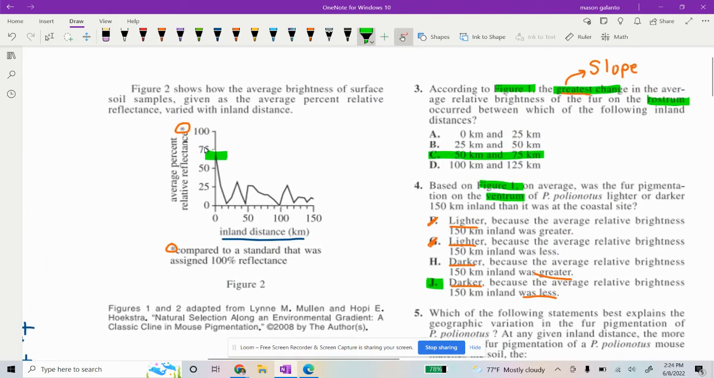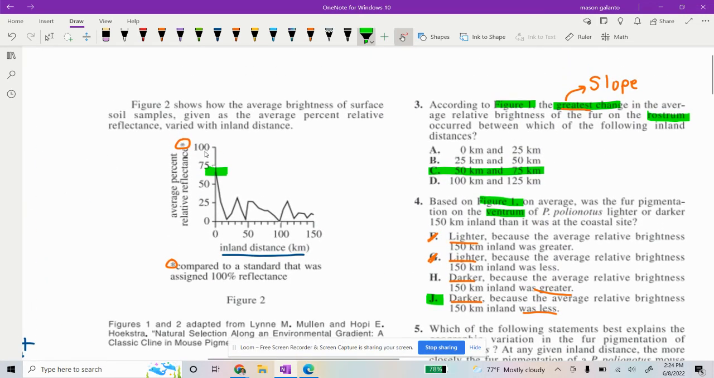So up here, it doesn't say anything about a standard. I'm going to skim really quickly. It doesn't have standard anywhere written there, but down here it does with your asterisks, compared to a standard that was assigned 100% reflectance. Well, 100% reflectance is up here. We don't start until about 70. So even at the coastal site, we're below the standard. Everywhere we are below the standard.